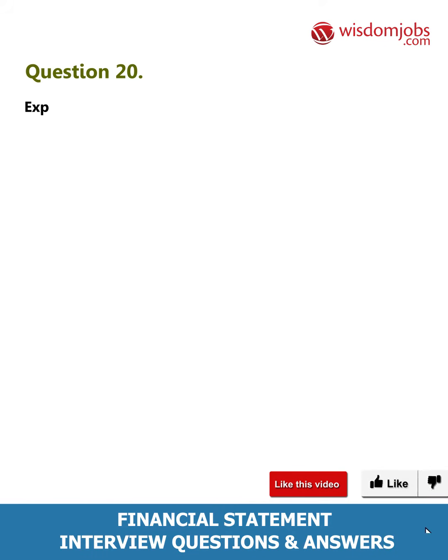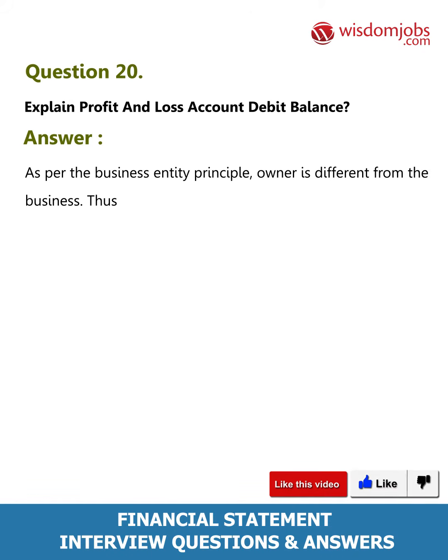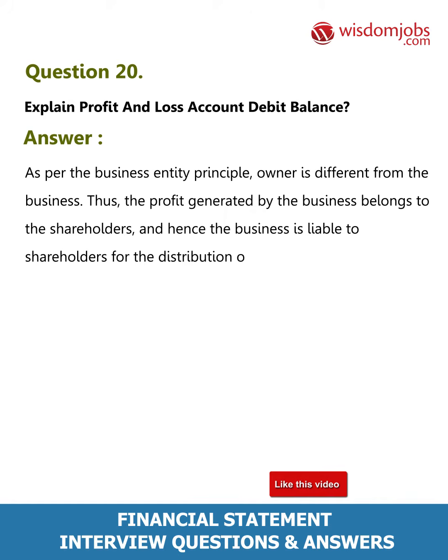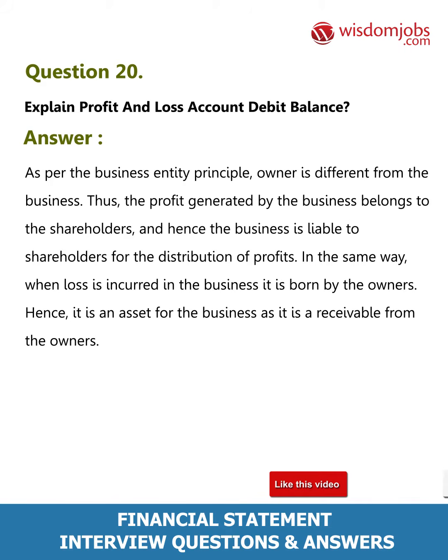Question 20. Explain profit and loss account debit balance. Answer. As per the business entity principle, owner is different from the business. Thus, the profit generated by the business belongs to the shareholders, and hence the business is liable to shareholders for the distribution of profits. In the same way, when loss is incurred in the business, it is borne by the owners. Hence, it is an asset for the business as it is a receivable from the owners.